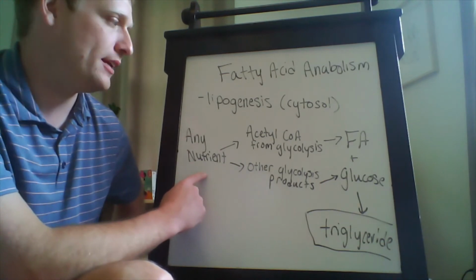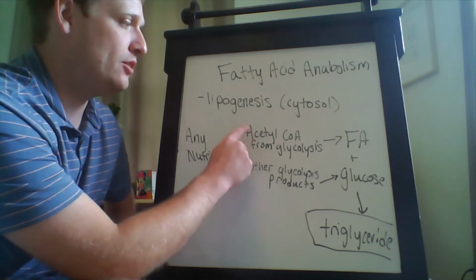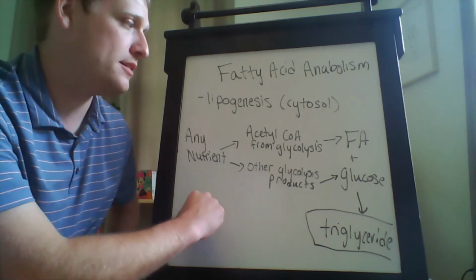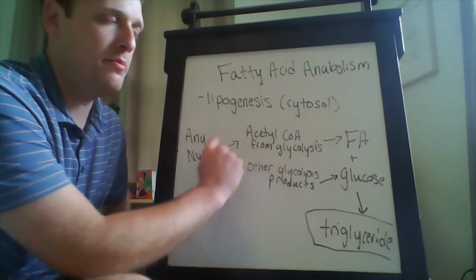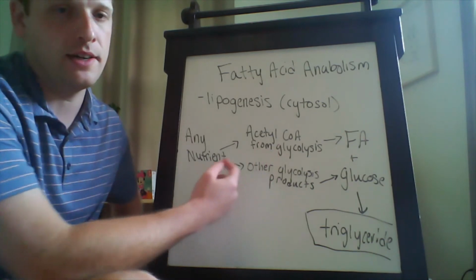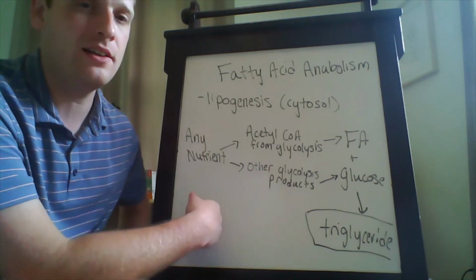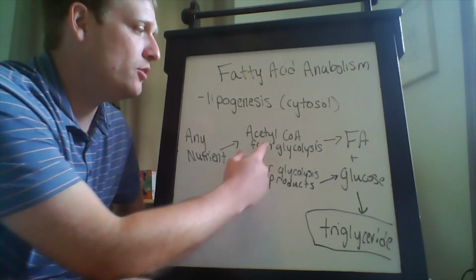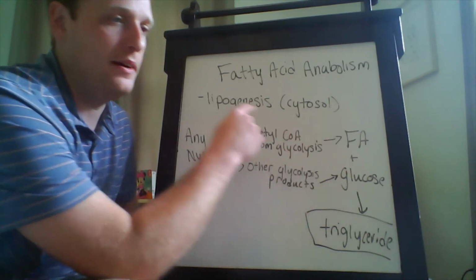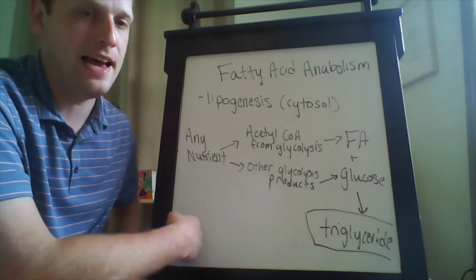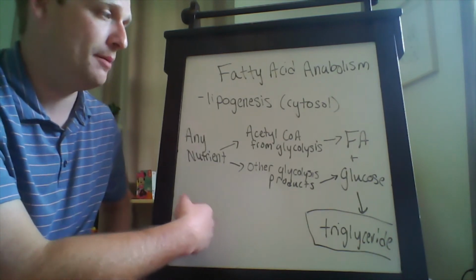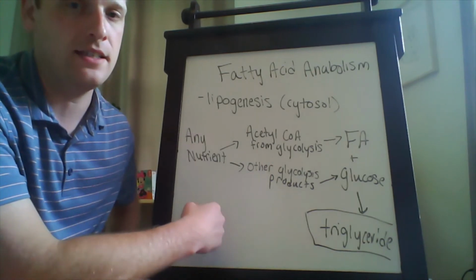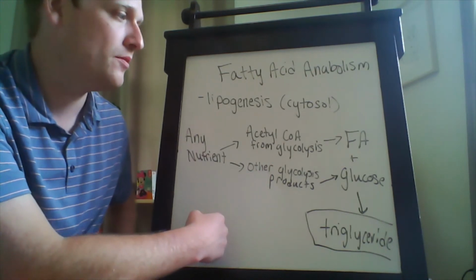Most any nutrient can be converted to acetyl-CoA and some of these other products of glycolysis. Acetyl-CoA molecules, in this case we're talking about those that come from glycolysis, but acetyl-CoA can come from a lot of different places. Acetyl-CoA can be turned into fatty acids, can be modified and stitched together to form those fatty acids, those long chains.